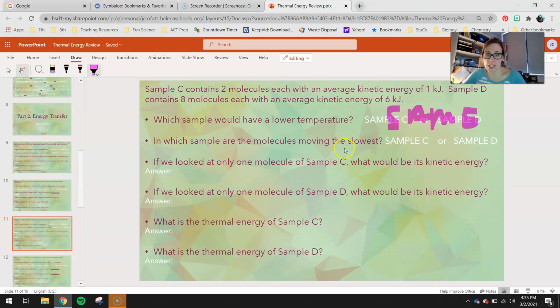Okay, in which sample are the molecules moving the slowest? If they're the same, write same. Otherwise, highlight either sample C or sample D for both of those questions. Okay, if we looked at only one molecule of sample C and D, what would be their kinetic energies? And then what are the thermal energy of sample C and sample D? So remember, add all of those kinetic energies up for those.